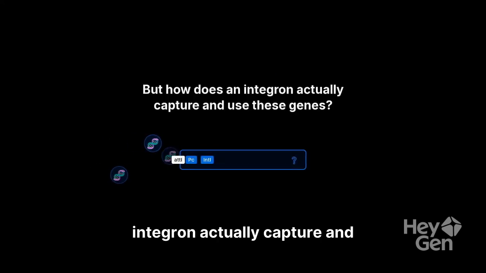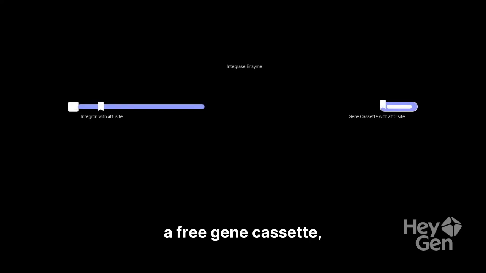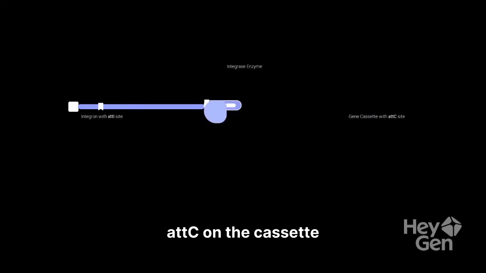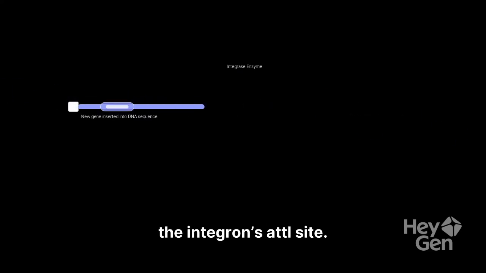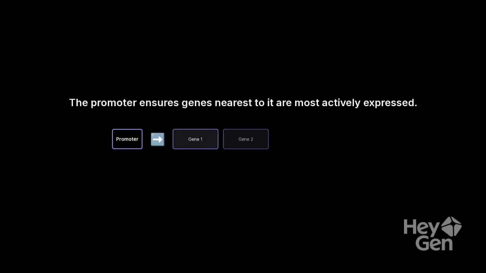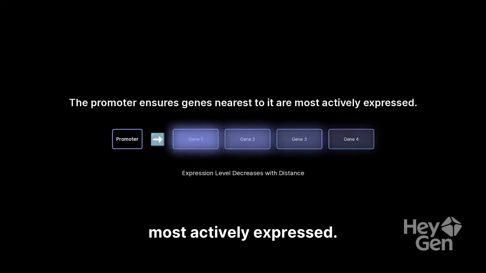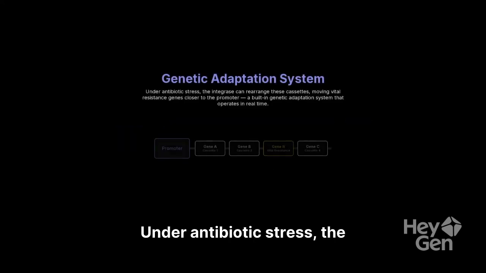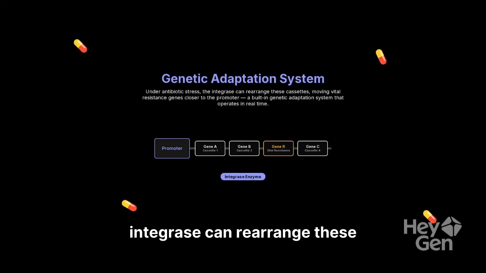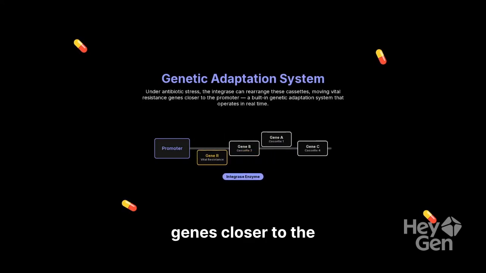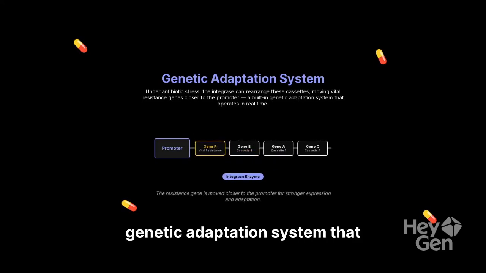But how does an integron actually capture and use these genes? When a bacterium encounters a free gene cassette, the integrase enzyme recognizes a recombination site called attC on the cassette and joins it to the integron's attI site. This inserts the cassette into the DNA sequence, forming a growing array of genes. The promoter at the start ensures that genes nearest to it are most actively expressed. Under antibiotic stress, the integrase can rearrange these cassettes, moving vital resistance genes closer to the promoter, a built-in genetic adaptation system that operates in real time.